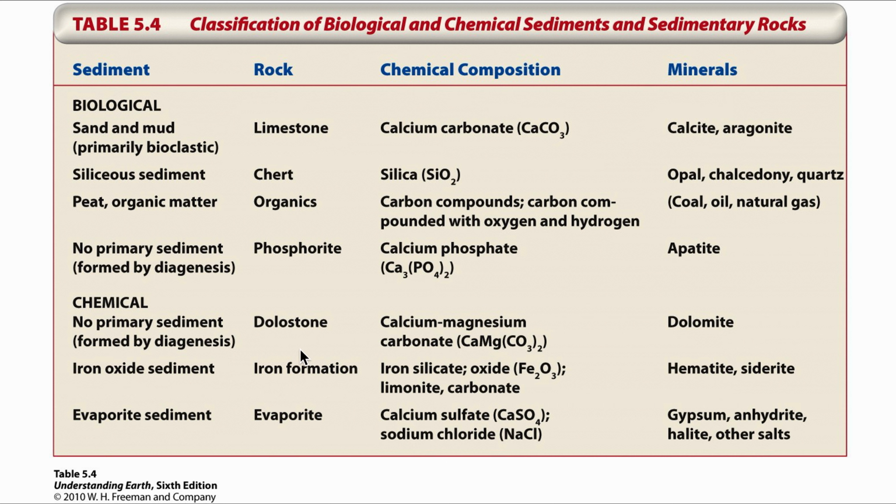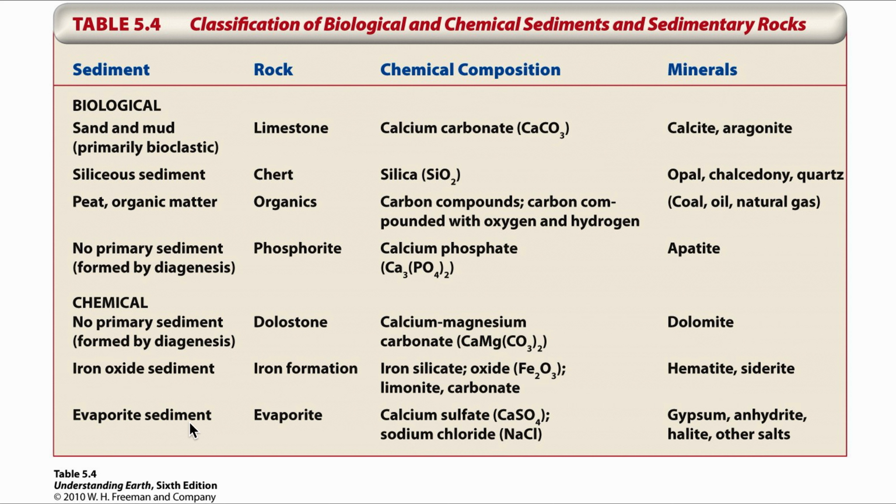This limestone, over time, is converted into dolostone or dolomite. And the way we do this is we add magnesium to the calcium carbonate. This is done over time under heat and pressure. Iron oxide sediment results in a rock called an iron formation or banded iron formation, aka BIF. These BIFs consist of iron silicates, iron oxides, limonite, and carbonates. Some of the minerals include hematite and siderite.